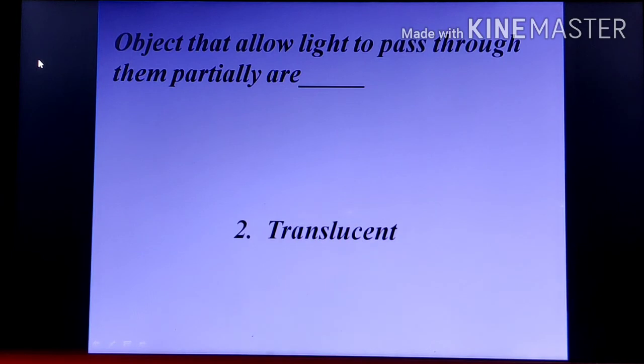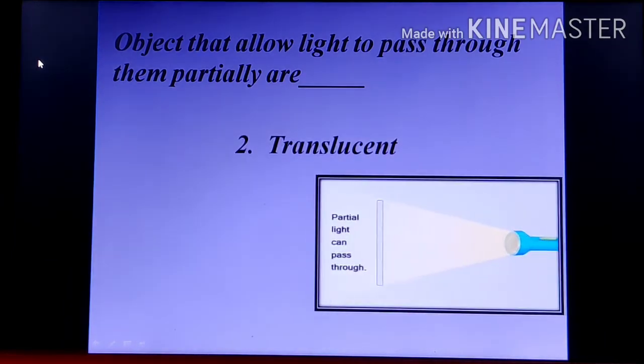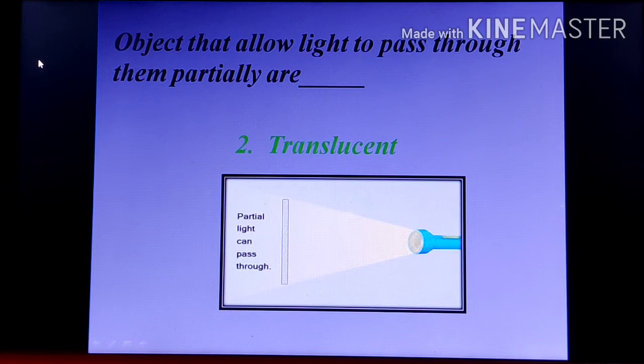The answer is option number 2, that is translucent. In this figure you can see that the light passes through the object but does not completely pass to the other side. So an object that lets light pass through partially is called a translucent object. And if the whole light passes through the object, it is called transparent. And when the object does not pass any kind of light, the object is called opaque.